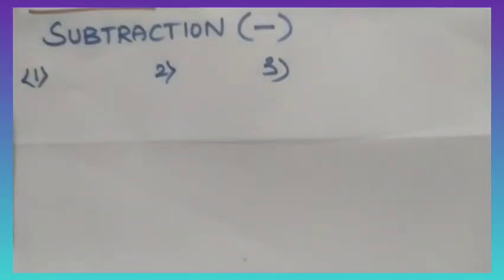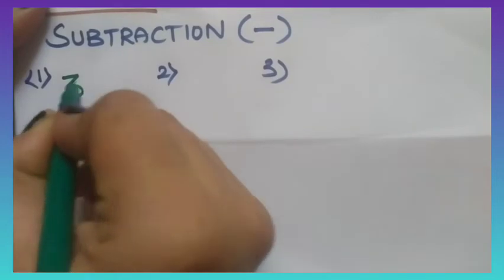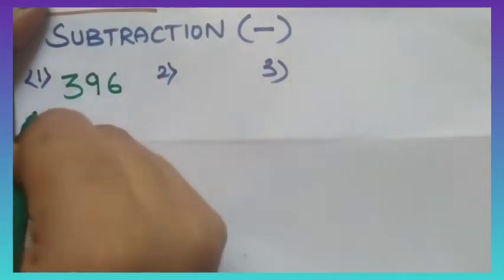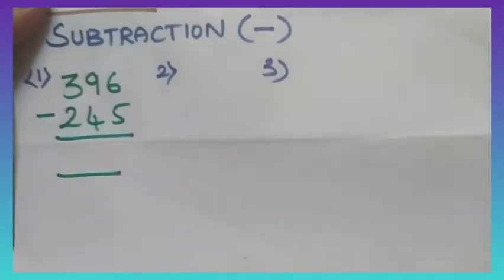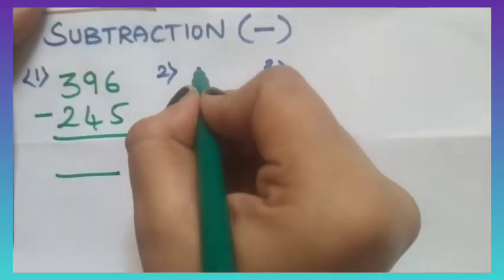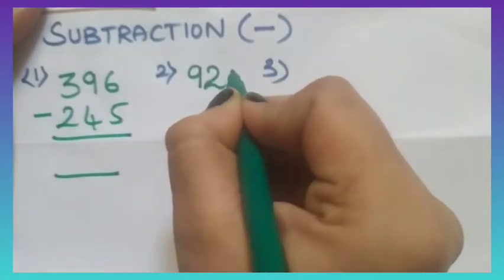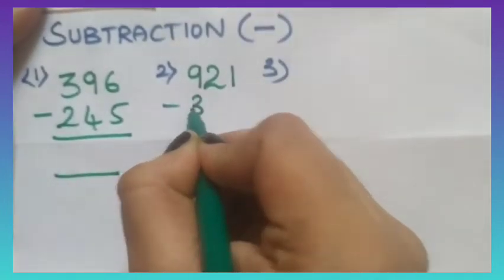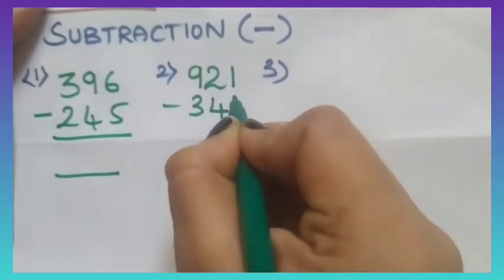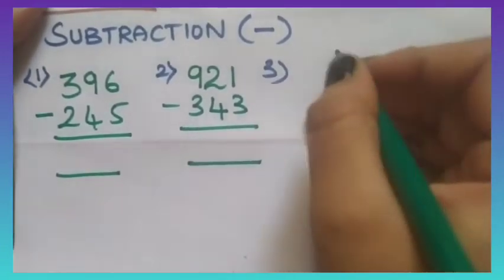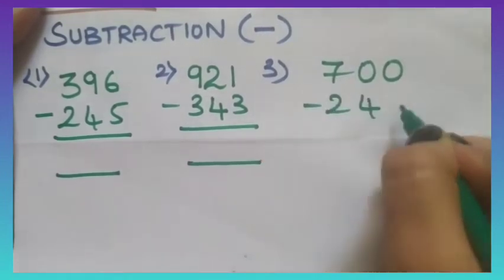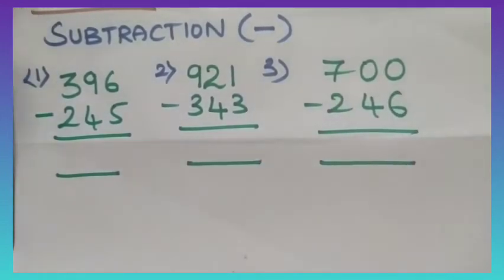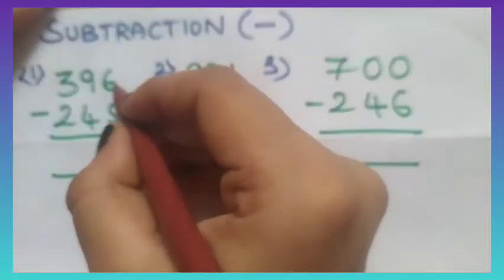For example, 396 minus 245. Second example, 921 minus 343. Third, 700 minus 246. Okay, these are three problems. Now I will solve. Okay, look here children.